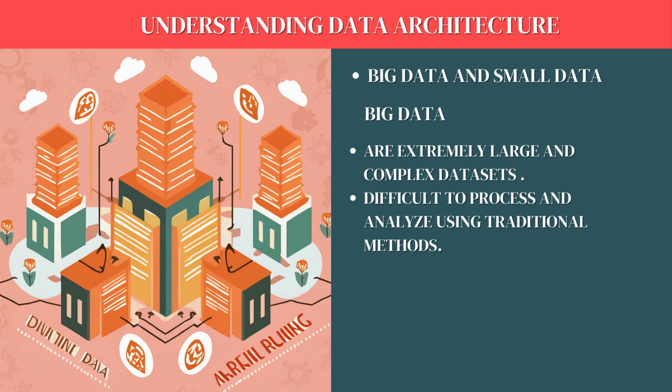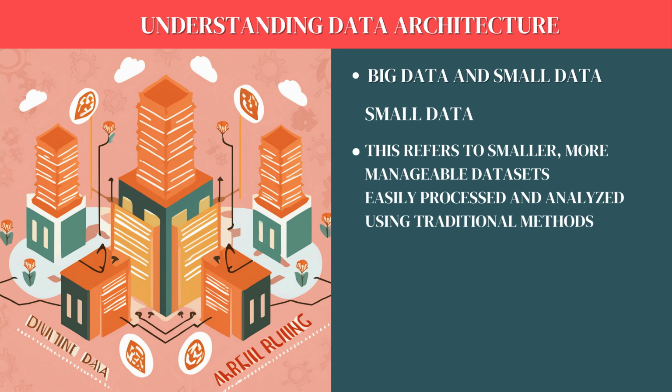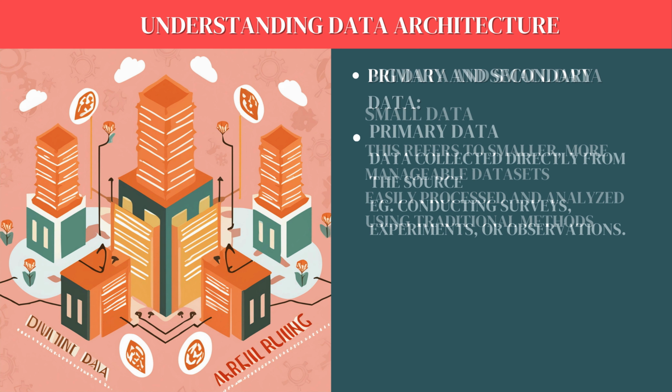Big data and small data. Big data refers to extremely large and complex datasets that are difficult to process and analyze using traditional methods. It is characterized by its volume, velocity, and variety. Small data refers to smaller, more manageable datasets that can be easily processed and analyzed using traditional methods.